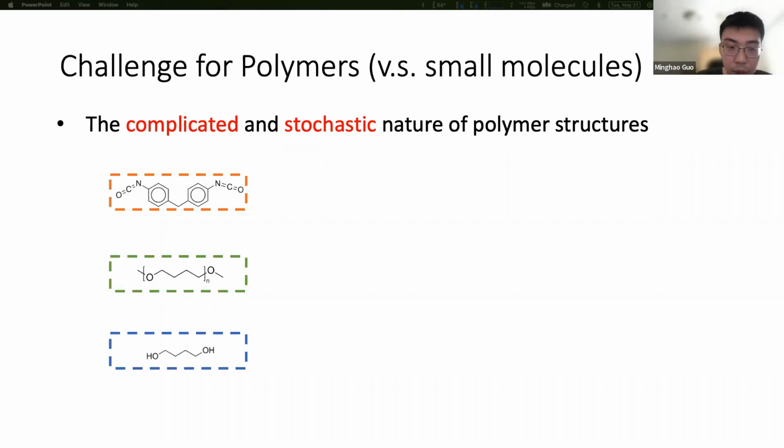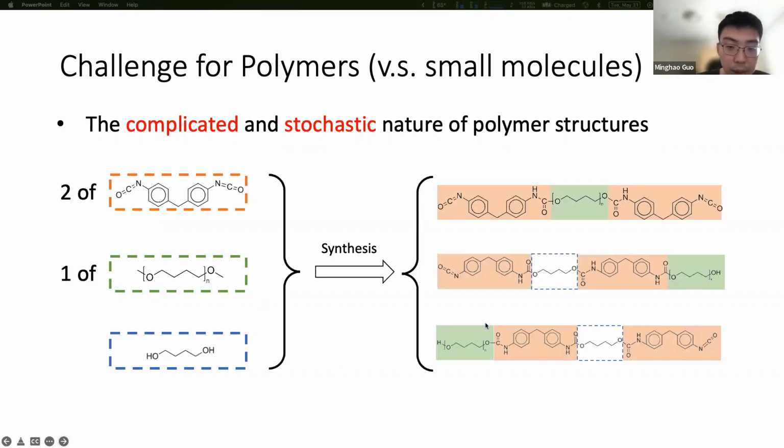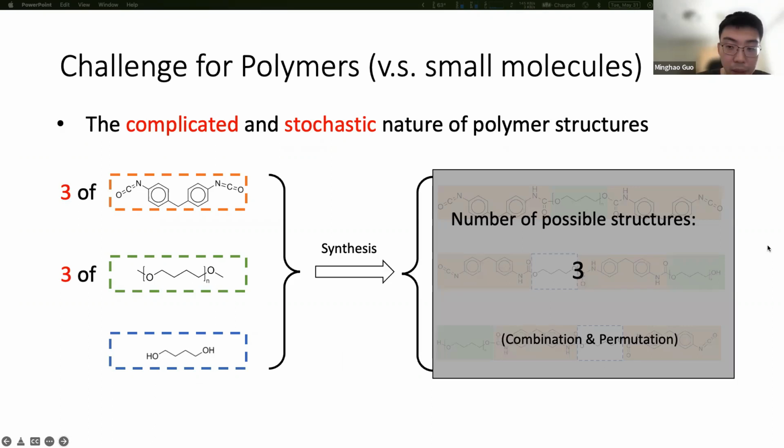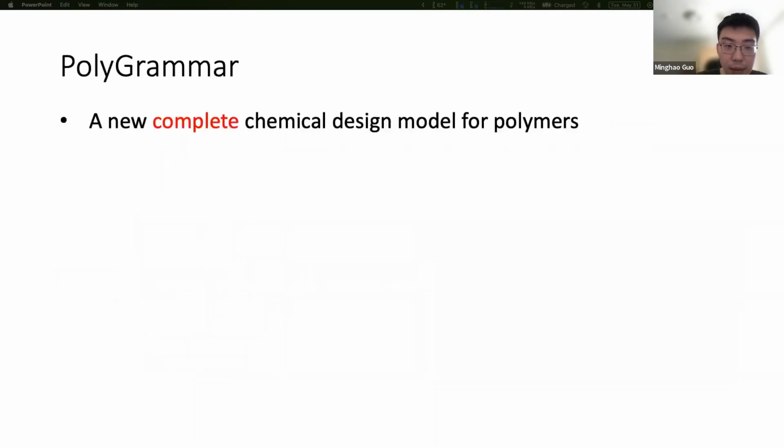Here we show an example of polyurethane. Consider this polyurethane synthesized by 3 different kinds of monomers, 2 MDIs and this one PTMO, and this will give you 3 different possible structures. If you increase the number of components, the number of possible structures increases exponentially due to component permutation and combination. This vast set of structures makes it really challenging to design a complete polymer representation. And naturally we use formal grammar as the complete chemical design model for polymers.